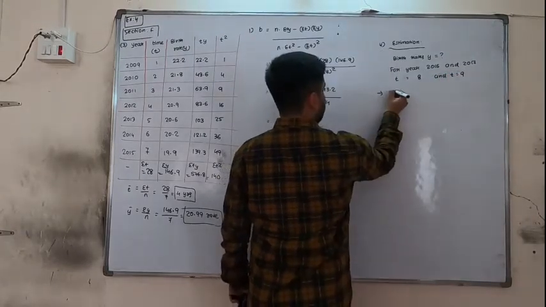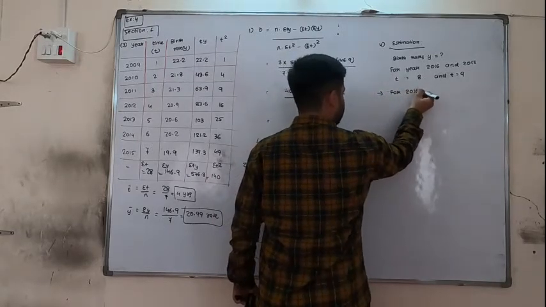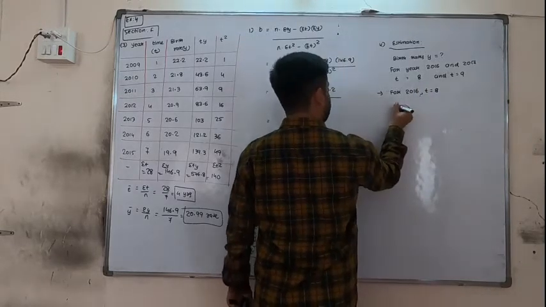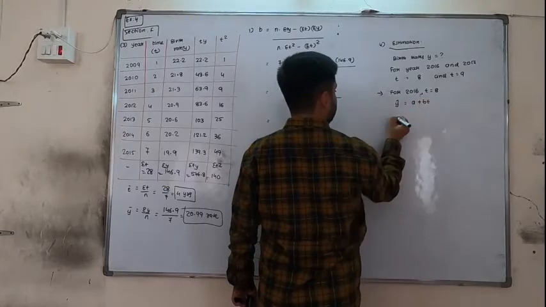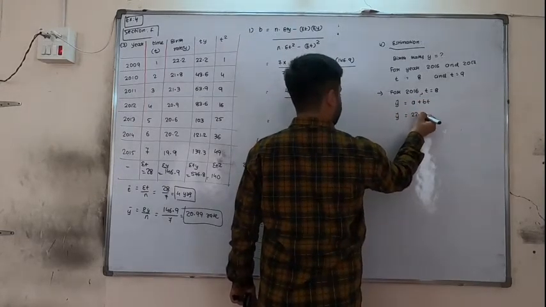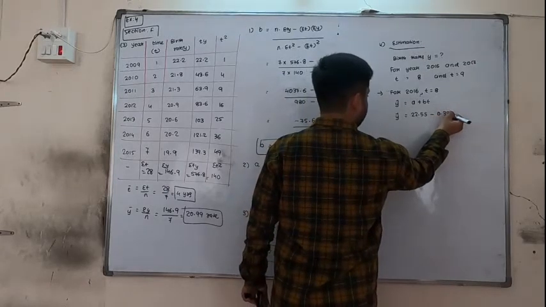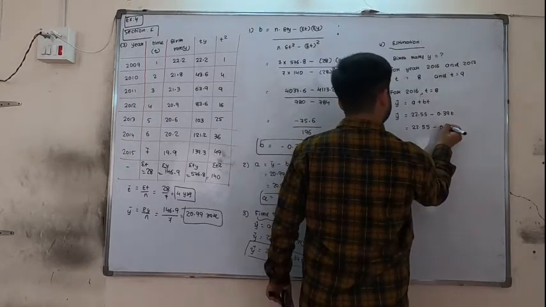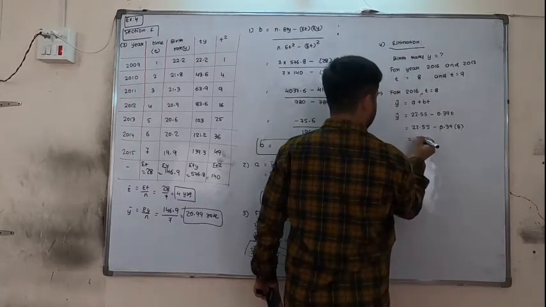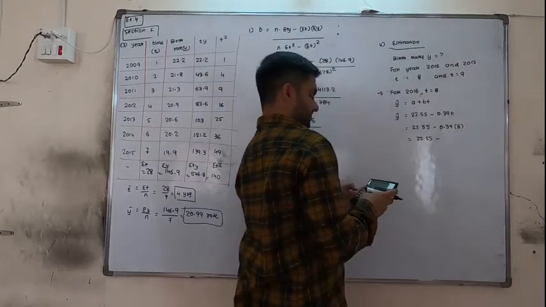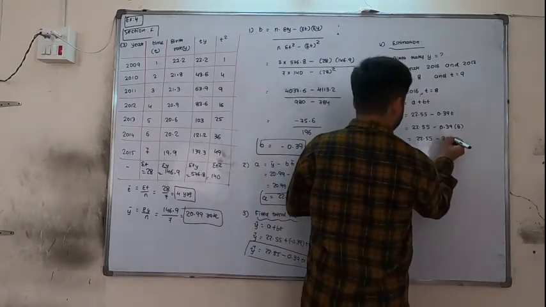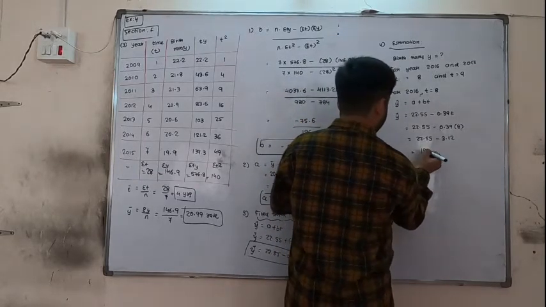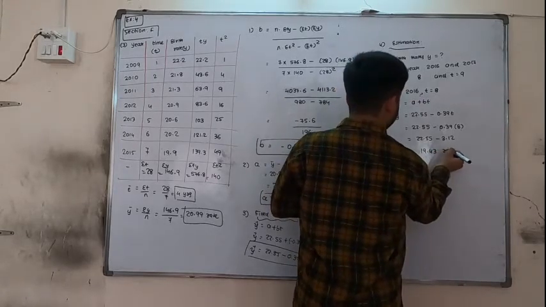Okay. So for 2016, T is equal to 8. Y cap is equal to A plus BT, Y cap is equal to 22.55 minus 0.39 T. 22.55 minus 0.39 into 8, 0.39 into 8 is 3.12, and 22.55 minus 3.12 is 19.43 rate.